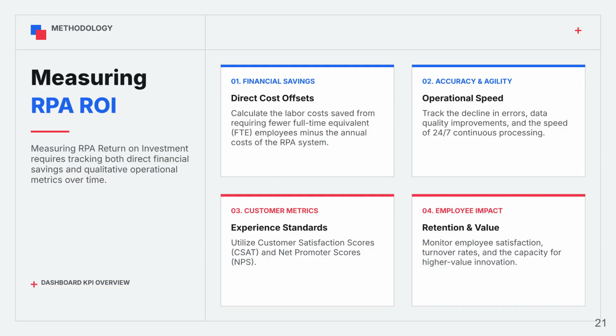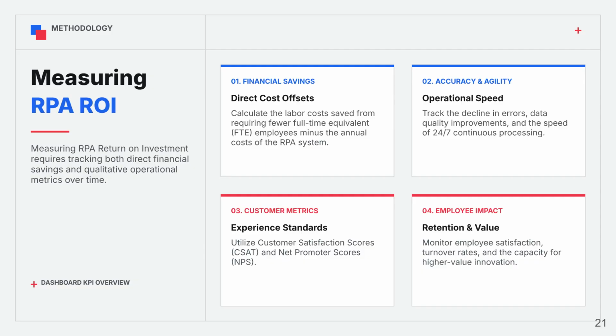Customer-related metrics are equally important. Organizations often monitor customer satisfaction scores, known as CSAT, and Net Promoter Scores, or NPS, to determine whether automation has improved the customer experience. Faster response times and fewer errors usually translate into higher customer satisfaction. Another valuable measure is employee impact. Rather than replacing employees, successful RPA initiatives free them from repetitive tasks, allowing them to focus on analytical, creative, and customer-focused activities. Organizations therefore monitor employee satisfaction, retention rates, and the ability of staff to contribute to higher value work.